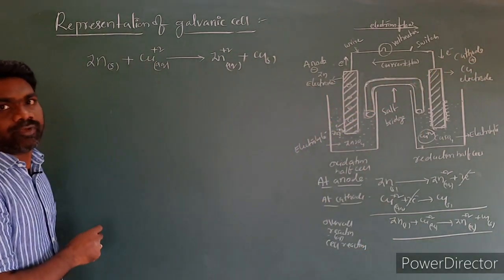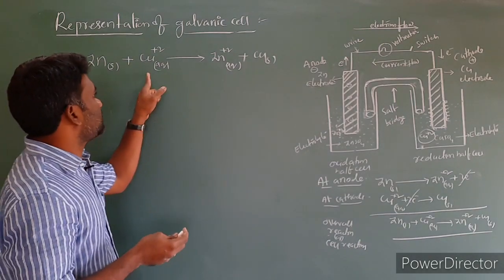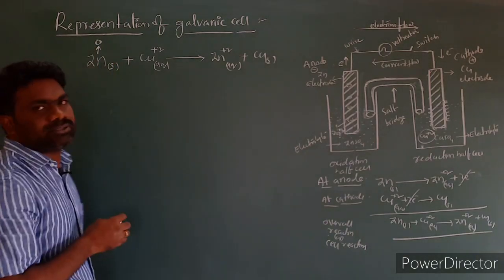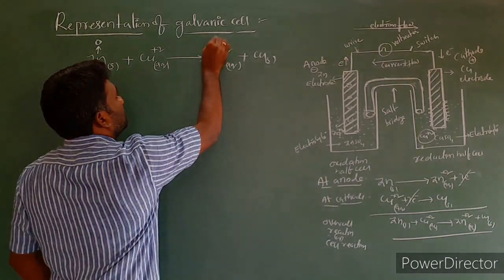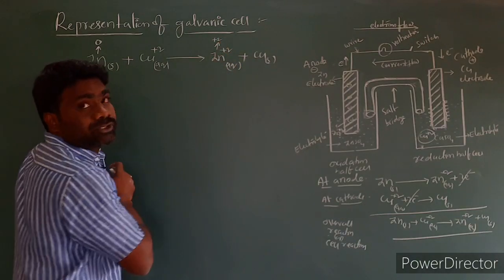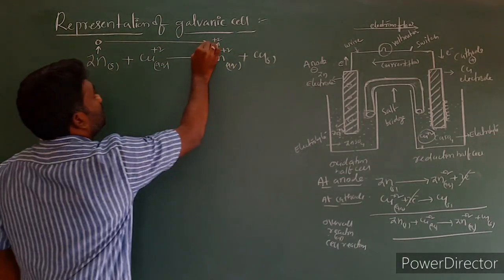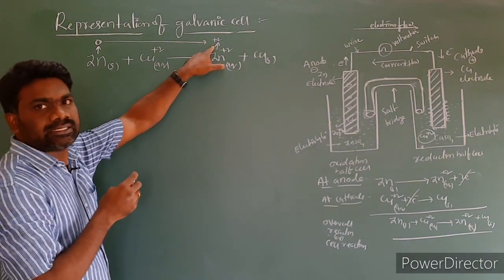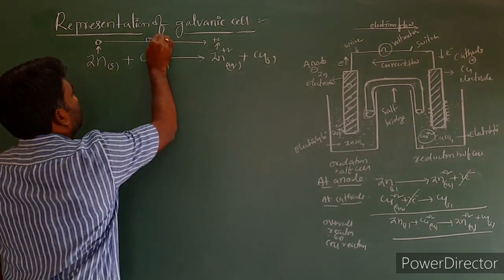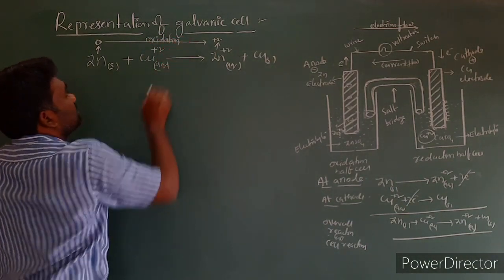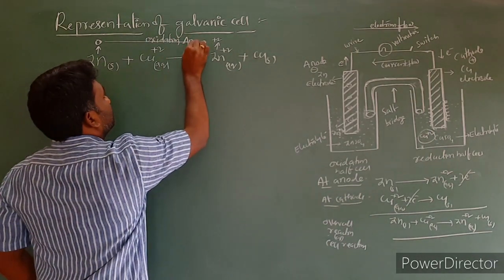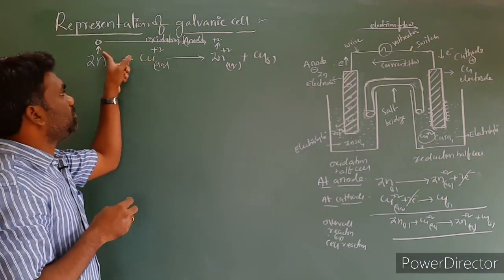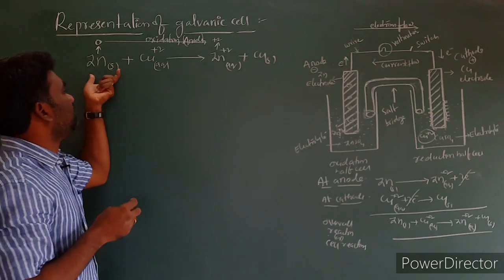So in this case we have to identify which is undergoing oxidation, that is the anode, and which is undergoing reduction, that is the cathode. Zn in its elemental state has oxidation number 0. Here Zn plus 2 has charge plus 2. So 0 to plus 2 is an increase in oxidation number, and an increase in oxidation number is called oxidation. Where oxidation is taking place, that acts as the anode.